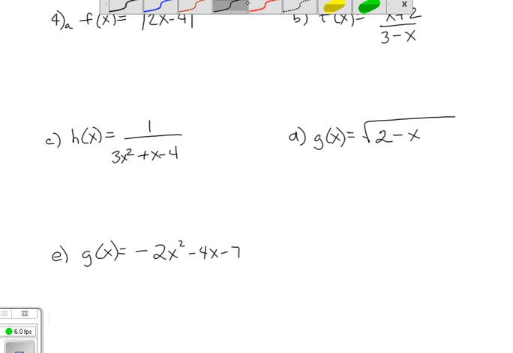So for number 4, we're looking at domain, and I'm going to explain these to you as a whole group. So I've got all of A through E up there. But for number 4, you want to first look to see which ones of these have some restrictions on their domain. And we mainly look for fractions because we know that 0 cannot be in the bottom of a fraction, so any x value that would cause that denominator to be 0, we have to kick out. It's not going to work.